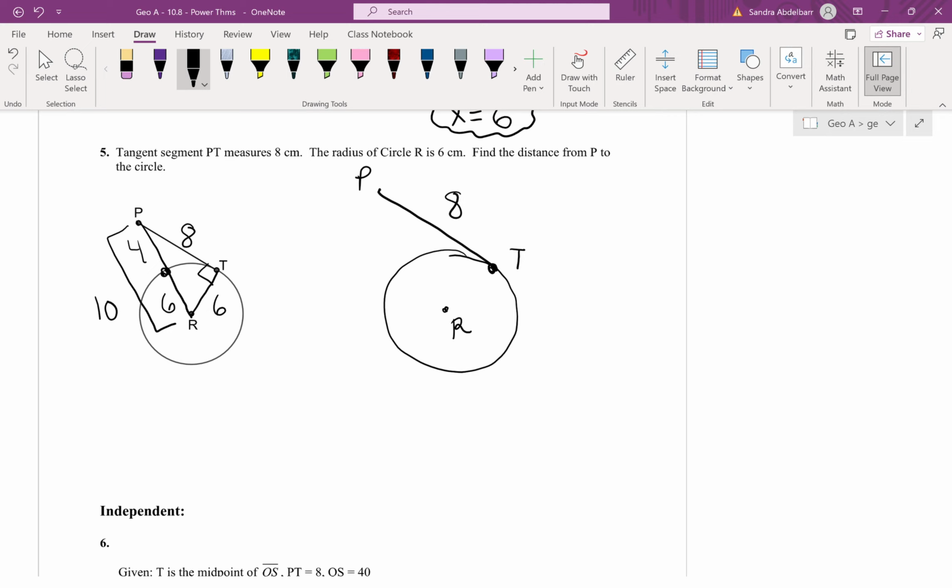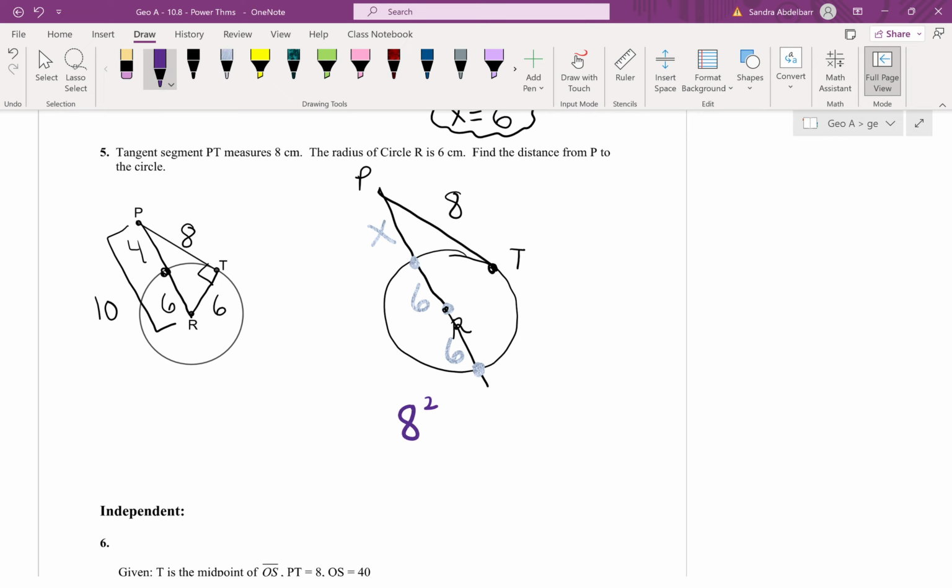So they told us PT was 8. And I wanted to draw R to T to make a right triangle because we're sort of instilled to create triangles or create right angles, right? But let's say you just drew from P to R. You would say, okay, well, if I extended this, wouldn't this be a tangent secant? Right, so I know that from here to here is a radius, so that's 6. And from here to here is a radius, that's another 6. And they want from P to the rim of the circle is X.